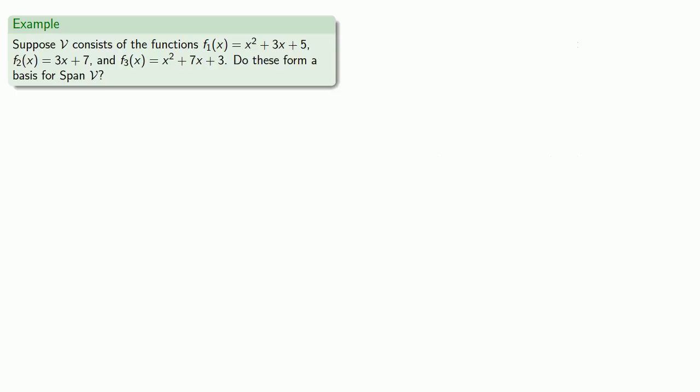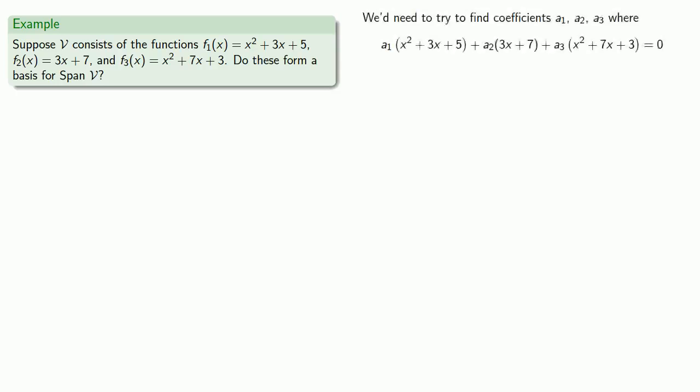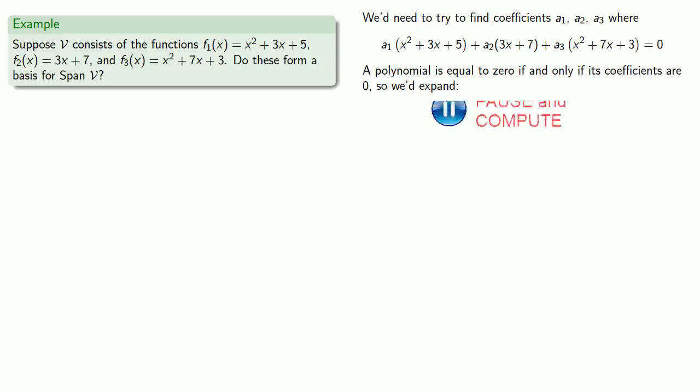So now with this idea in mind, the question at hand is whether or not there's a linear combination of these functions that's going to be equal to 0. And here we have to go back to algebra and remind ourselves that a polynomial is 0 if and only if all of its coefficients are 0. So in order to determine whether the coefficients a1, a2, and a3 can make this 0, we'll have to expand and collect our like terms.